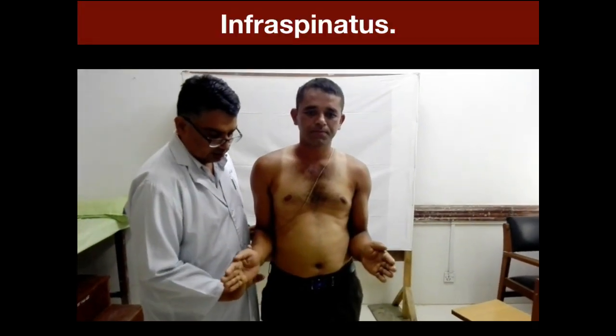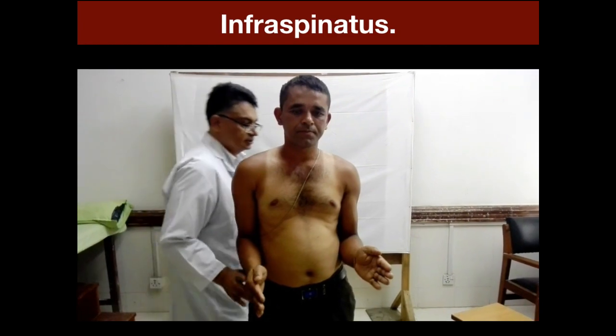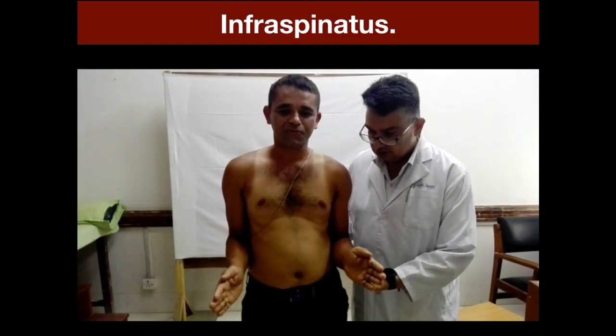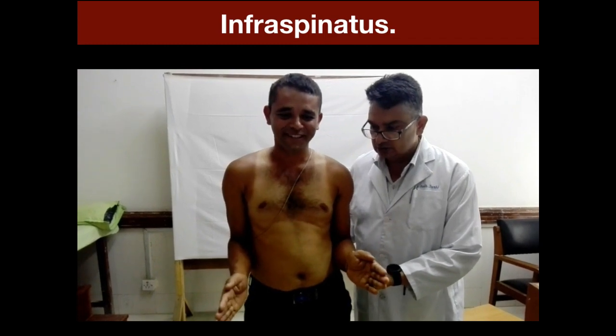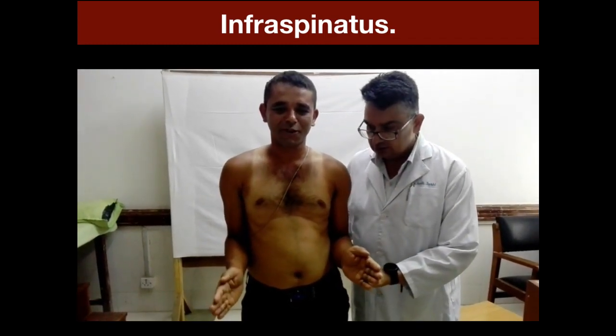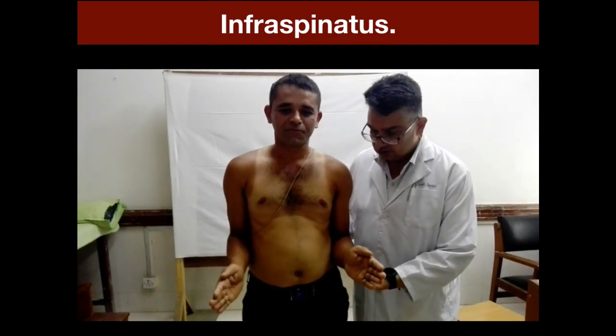Infraspinatus is an external rotator in adduction, so you test one by one and try to externally rotate. The patient tries to externally rotate and you resist, and in this way you can feel the contraction of the infraspinatus muscle and you can also feel the power of the infraspinatus muscle.